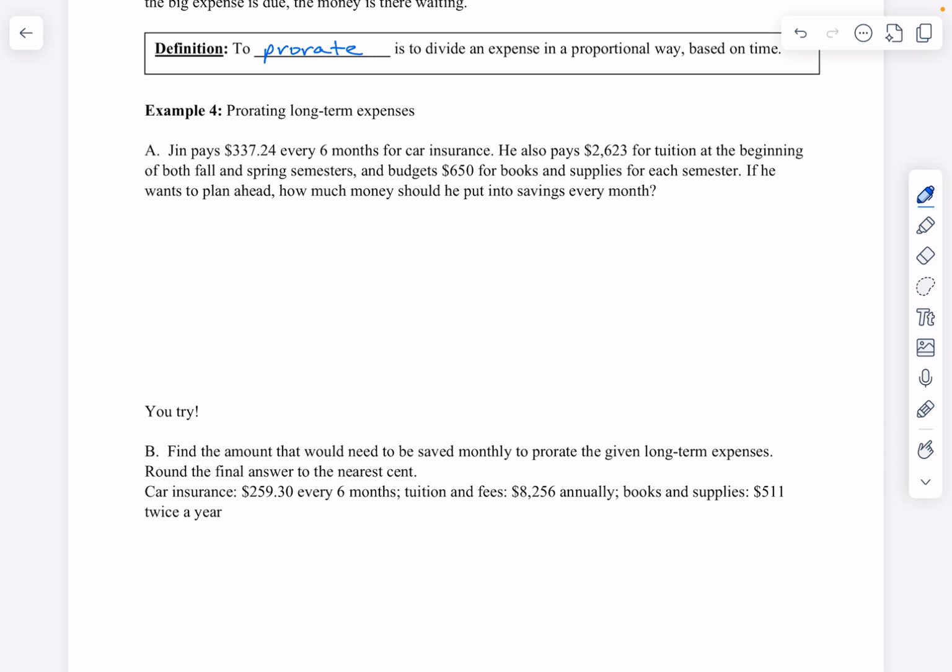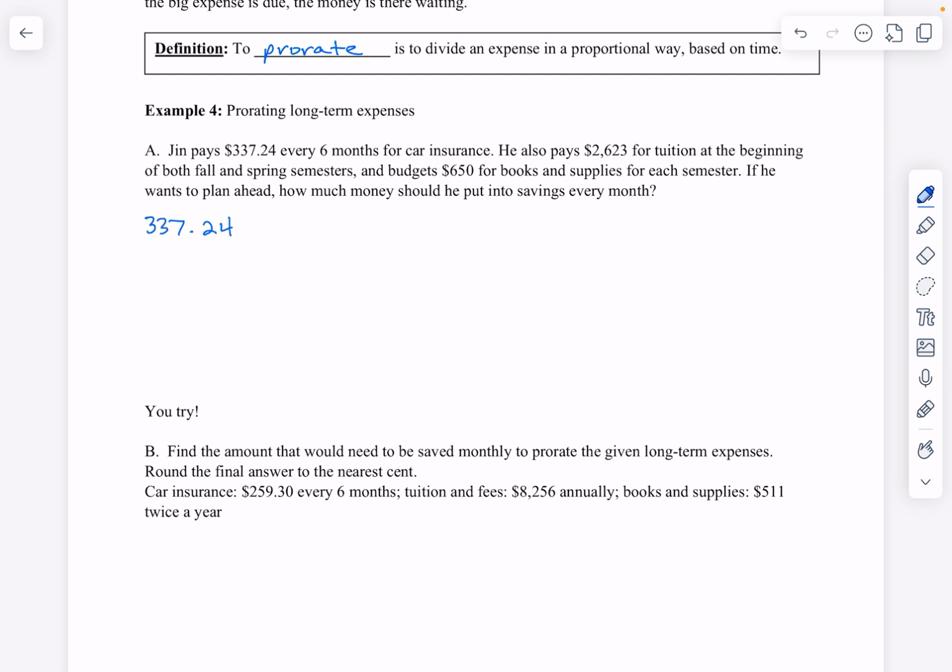So Jen pays $337.24 every 6 months for car insurance. He also pays $2,623 for tuition at the beginning of both fall and spring semesters, and budgets $650 for books and supplies for each semester. If he wants to plan ahead, how much money should he put into savings every month? Well, we got to figure out everything here he's trying to pay for.